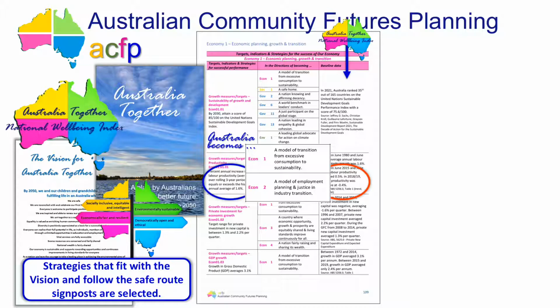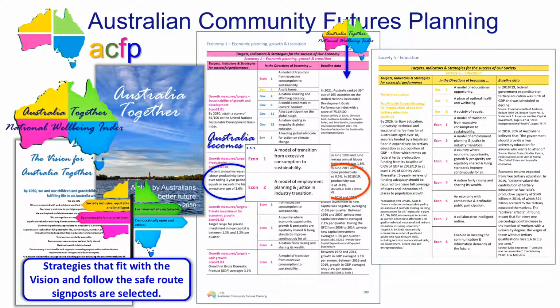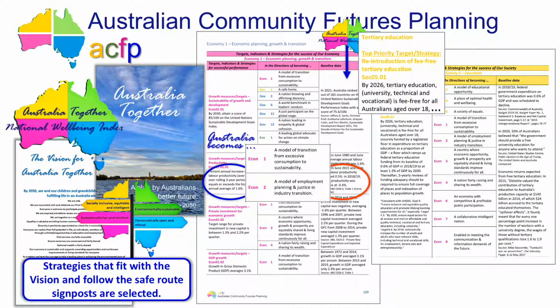And distributed throughout the plan in a way that we can't lose sight of them are the strategies that will propel us toward that target. Here I'm going to use my education example again. It's a strategy for reintroduction of fee-free tertiary education, something that will be vital to the restoration of labour productivity and something that is vital to economic growth because the economic benefit is bigger than the cost.